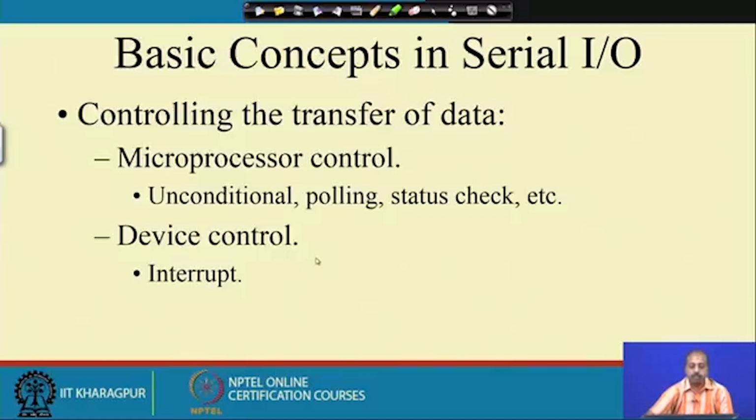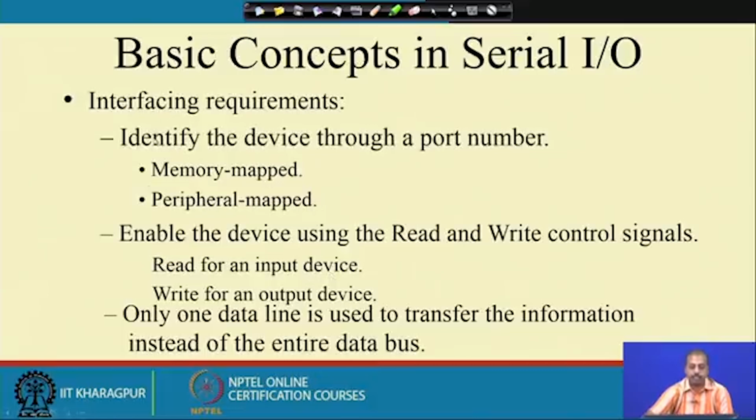So the challenges that we have are like this. We have this requirement to identify the interface, and for that we have to have some port number through which the devices are to be accessed. We will see this memory mapped and peripheral mapped concept later. Then we have to activate these read write control signals, and only one data line can be used. Instead of doing this parallel transfer, if we use a single bit transfer, then we will come to the serial IO operation.